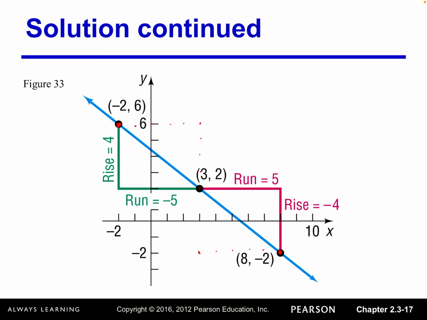So you can see these 3 points exactly fall on the same line. In other words, you can use (3, 2) and then (8, -2) to determine the line, or you can use (3, 2) and (-2, 6) to determine the line. It doesn't matter, right? The negative sign goes with the rise or goes with the run. It really doesn't matter. You determine the same line.